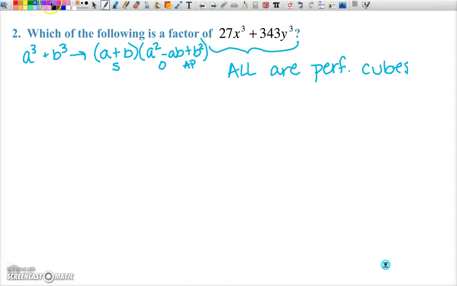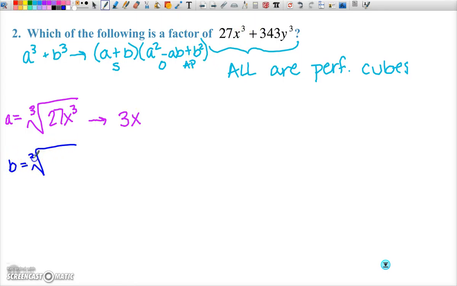So to get our a and our b, we're going to take the cubed root of our numbers. So I'm going to start with the cubed root of 27x cubed, and this is going to be our a. And so that becomes 3x. Then I'm going to take the cubed root of the other term, so b is going to be our cubed root of 343y cubed, and that comes out to 7y.